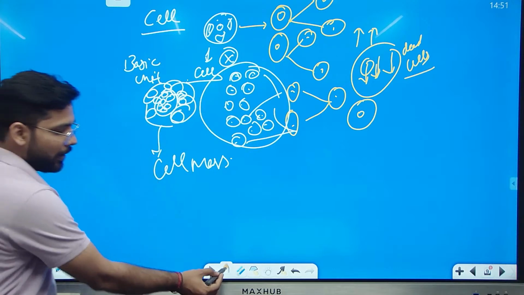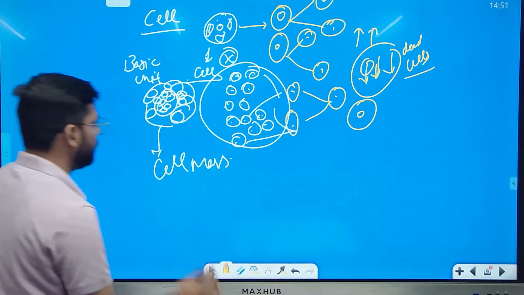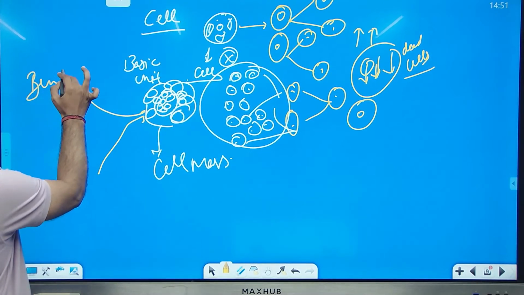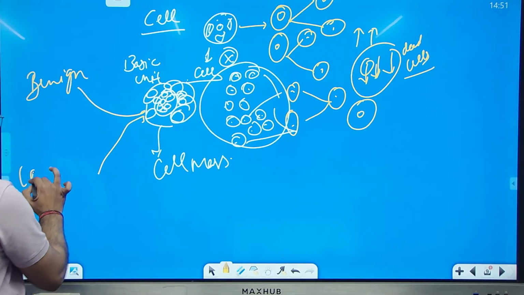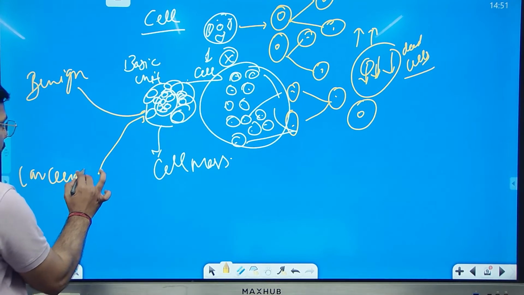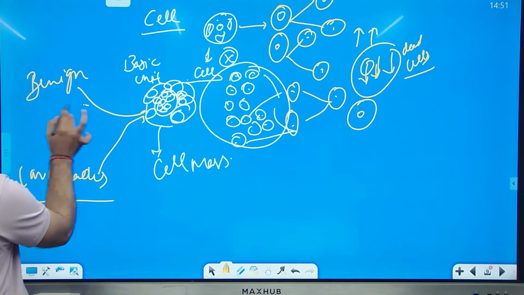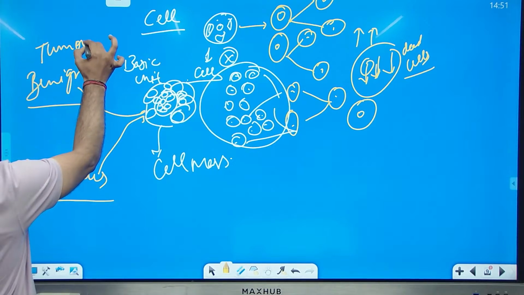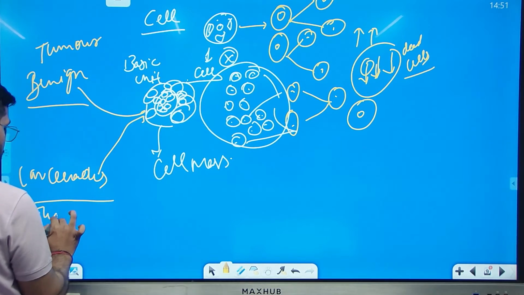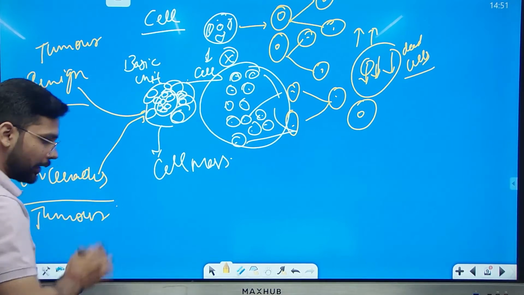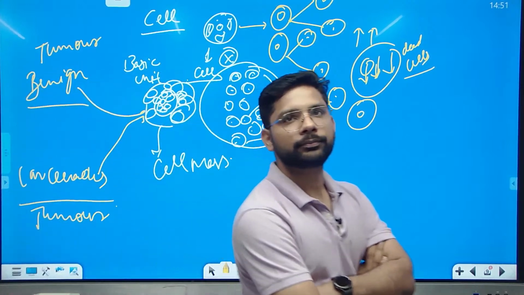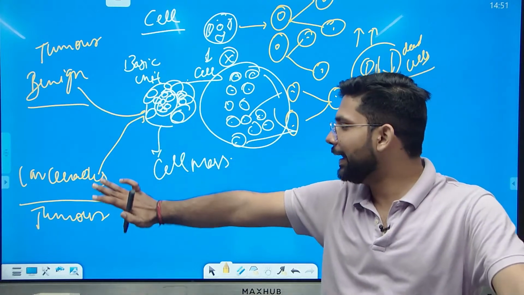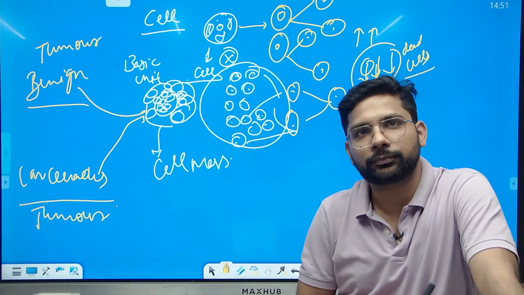Now this cell mass can be of two types. One is named benign, B-E-N-I-G-N, and the second is known as cancerous. One type is known as the benign tumor, and the other the cancerous tumor. You all must have heard about tumors, okay. So one is the benign tumor and the second is the cancerous tumor.